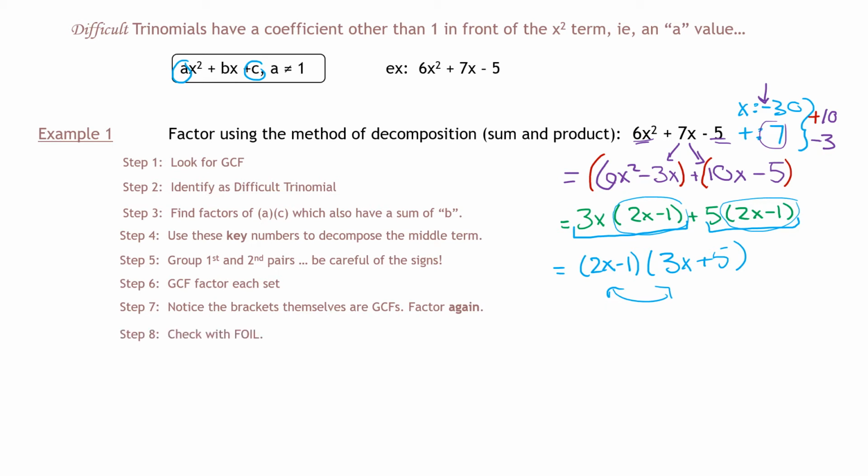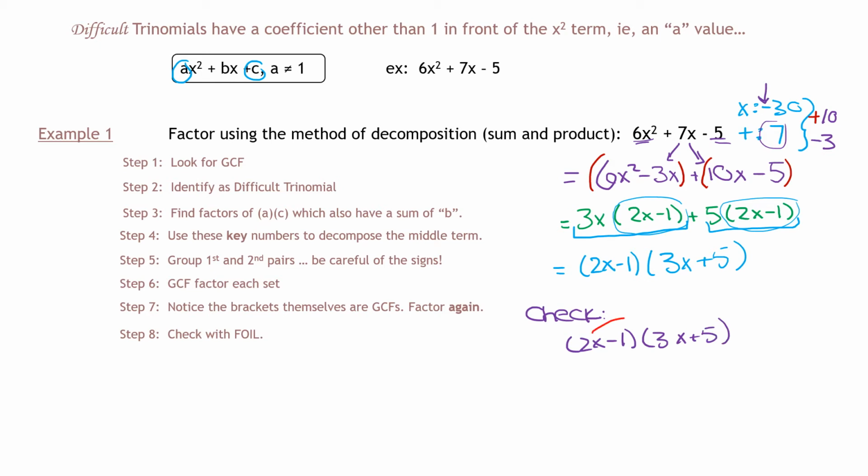And we can check that with FOIL. What is FOIL? We talked about this in our last lesson. It's the distributive property. So we're going to check by distributing. I'm going to rewrite out the question: 2x minus 1 times 3x plus 5. I want to check to see if that's right.